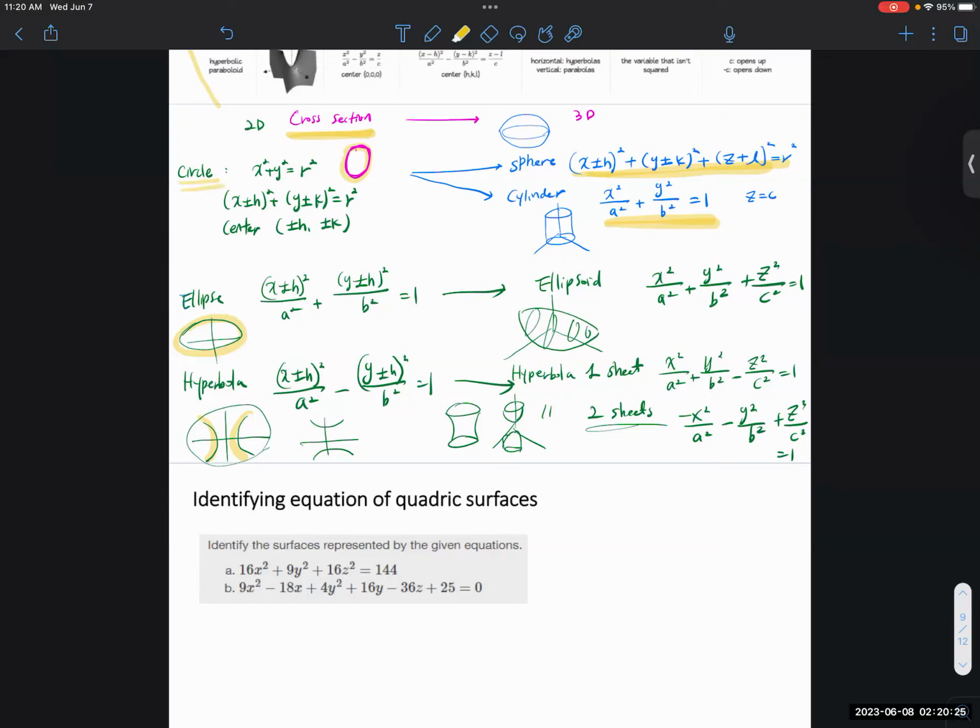So circle can be sphere or cylinder equation, or ellipse can be ellipsoid. Hyperbola can be a cone shape, we can also call this a cone shape or hyperbola of first or second papers, okay? So that's what it is.